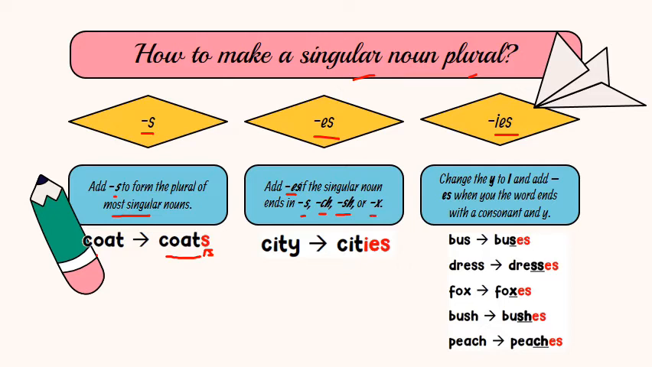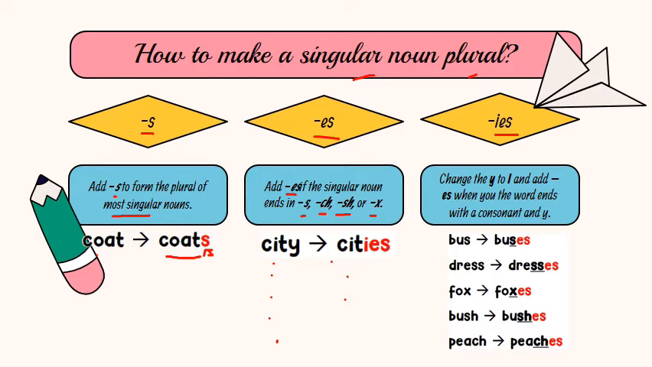For example, I have bus, it ends with s, and then I added es at the end, becomes buses. I have a dress, it ends with double s, it becomes dresses. I have fox, it ends with x, so I should add es, becomes foxes. Bush, it ends with sh, and then I added es, becomes bushes. Peach, it ends with ch, and then I added es, it becomes peaches.